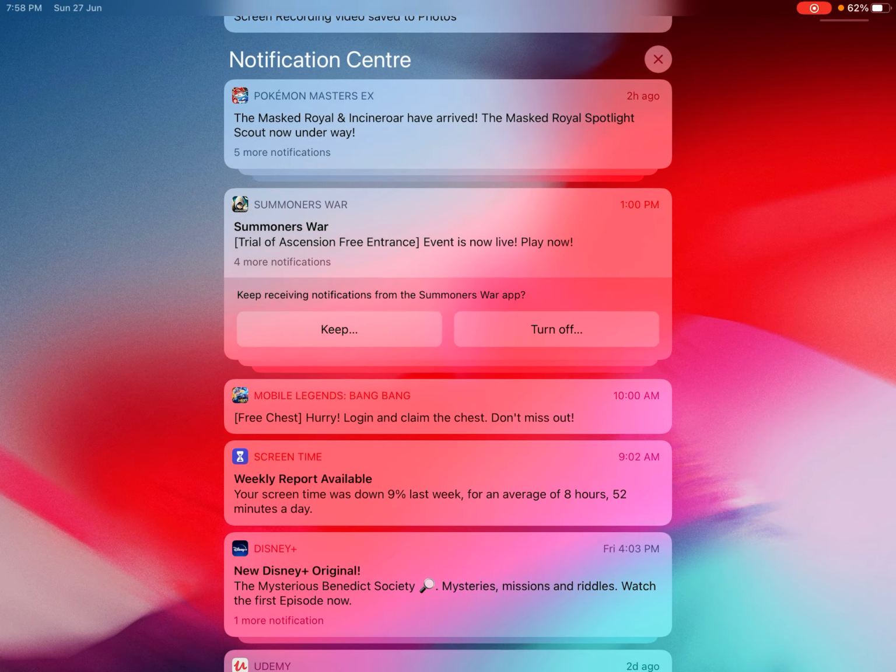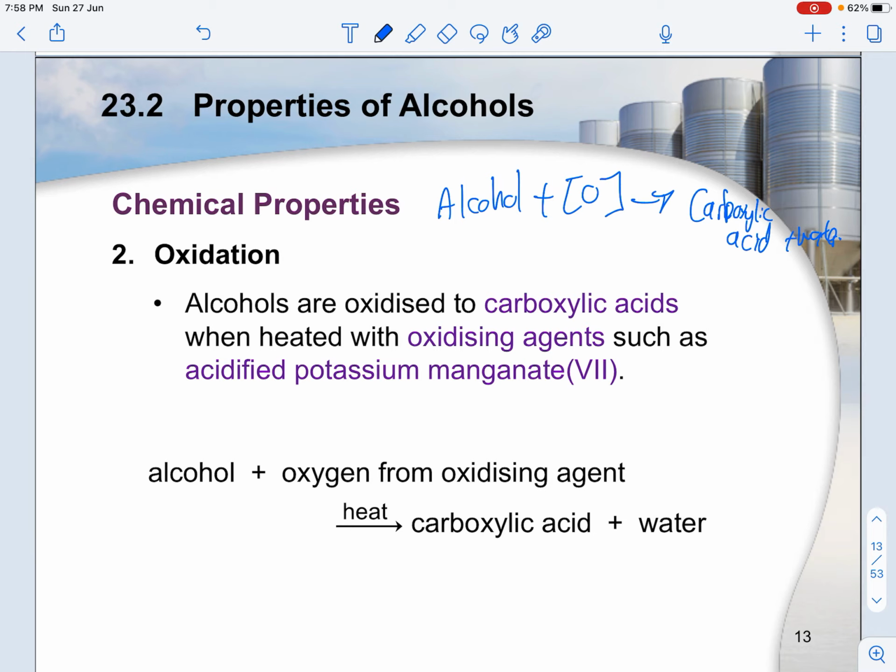Then next we look at oxidation. So oxidation, on the other hand, is whereby you are able to use an oxidizing agent to give it more oxygen. So what happens is the alcohol, when it undergoes oxidation, you will actually form your carboxylic acid and water. So if you want to make acid, this carboxylic acid is actually a very weak form of acid, and due to it being a very weak acid, it will not be useful to carry out very strong, vigorous acid-based reactions. But if you need some acid, this can be one of them. And this is how we are able to convert alcohol to carboxylic acid.